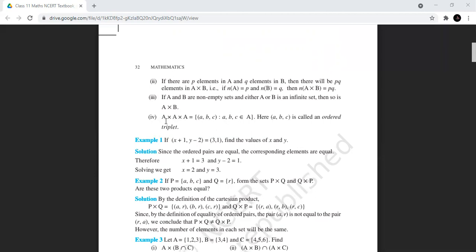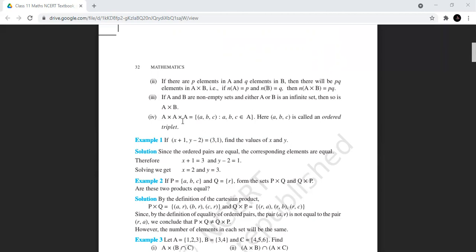Okay, where the first entry will be from the first set, the second from the second, and the third from the third, in order. You can do that stepwise. We can first find A cross B. Suppose it was A cross B cross C, three sets were there. So for A cross B, first list all the elements, the ordered pairs from there, and then cross it with C.